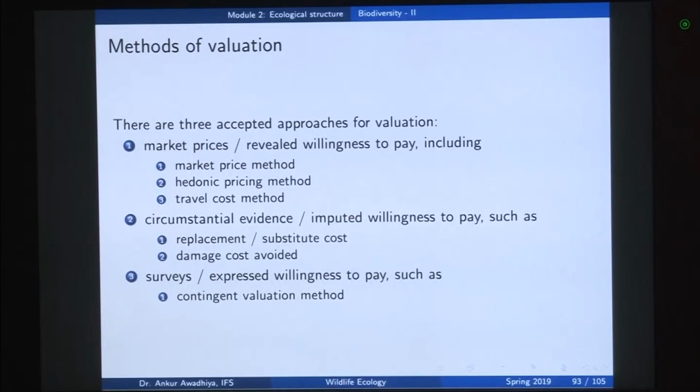So, similarly, in the case of the travel cost method, we add up all the expenses that are being borne by different people to reach our area and to enjoy its facilities. And when you make this computation, you get a figure that is known as the valuation of Kanha Tiger Reserve through the travel cost method. Now, another method of valuation goes by the name of circumstantial evidence or the imputed willingness to pay, such as the replacement method or the damage cost avoided method.